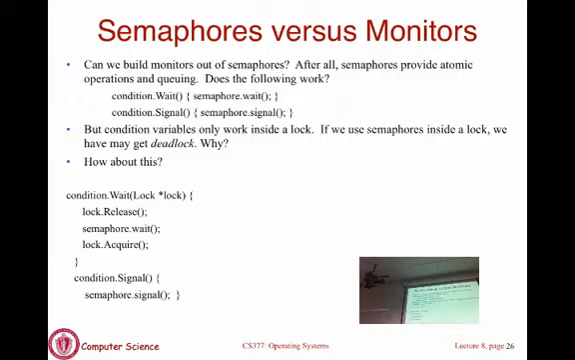It decrements the value and then also does a check after that. So wait decrements the value of the semaphore. A semaphore is an integer, and if the value goes negative, you block. Okay. What does condition variable wait do?